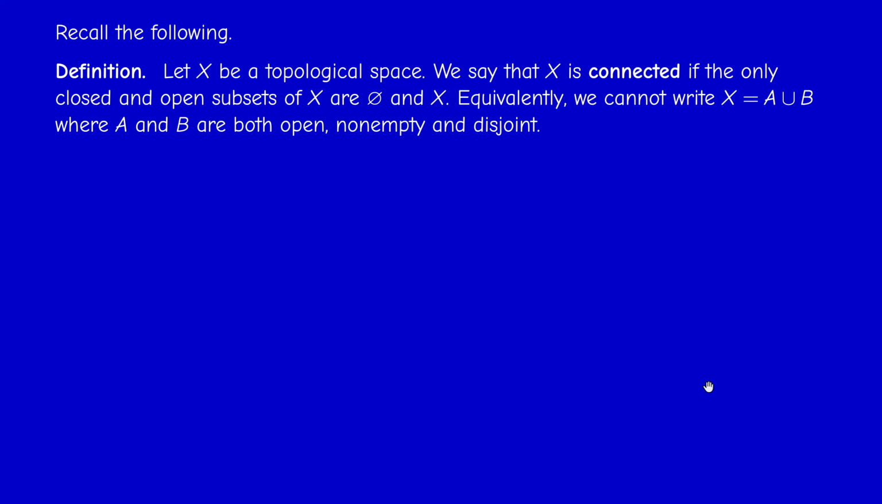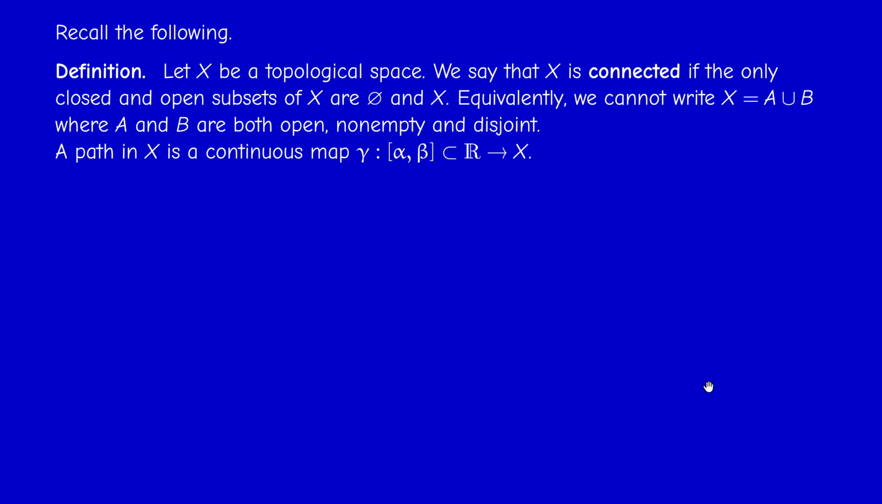Okay. However, all intervals of R are connected, and conversely. So in R, there's an equivalence between connected and interval, and convex as well. However, the situation does not hold in higher dimensions. So we have now three notions: connectedness, and I will now define path connectedness.